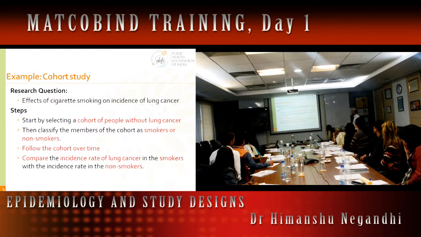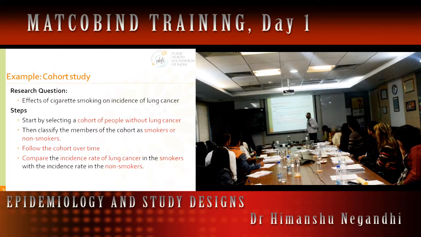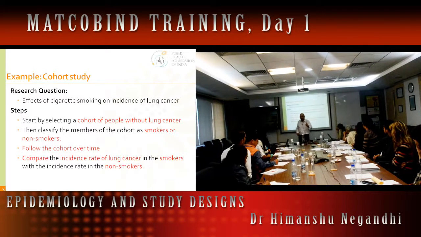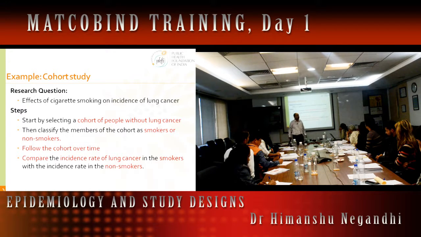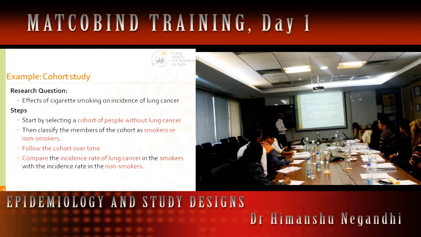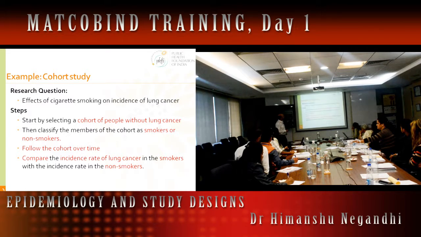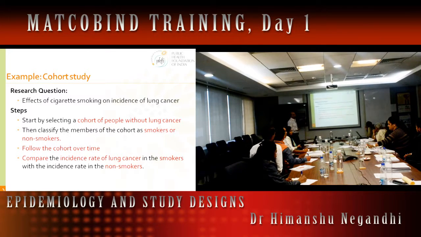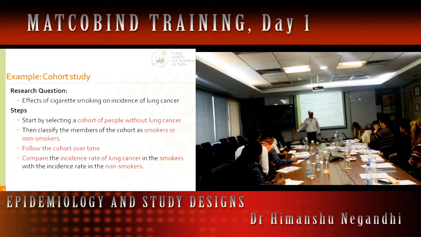We select a group of people without lung cancer. Now remember, there is no disease here. Everybody is healthy. You have to make sure that everybody is healthy. You have to check and see every person on a CT scan or maybe an X-ray that they don't have lung cancer. Everybody is healthy. And among these healthy people, I will then identify a subgroup of people, which I will now call my cohort, without the lung cancer is what I start with, then classify the members of this group as smokers or non-smokers.